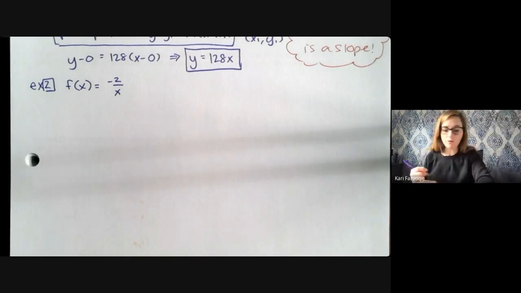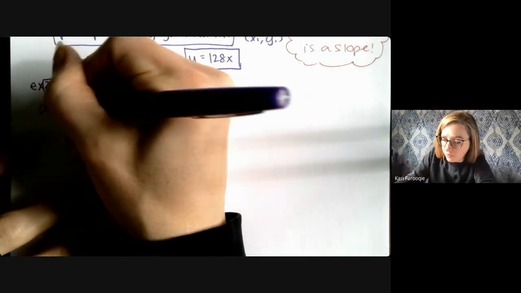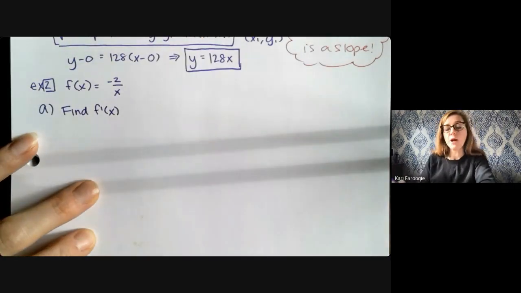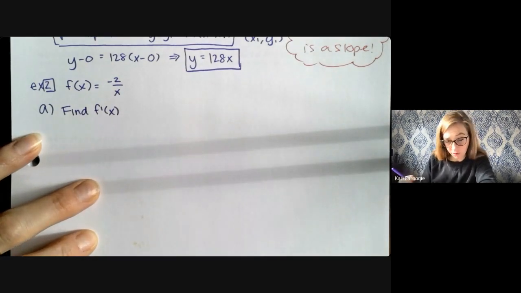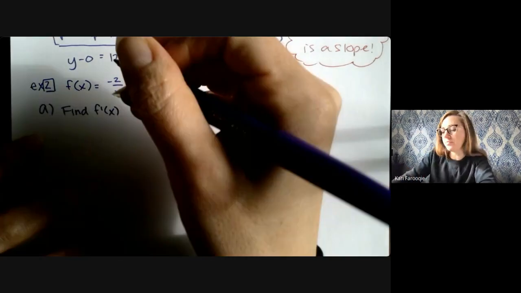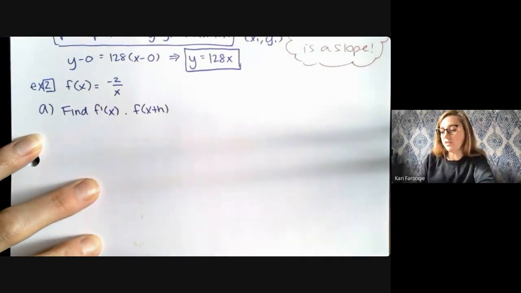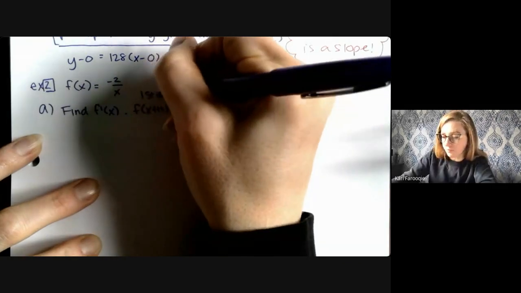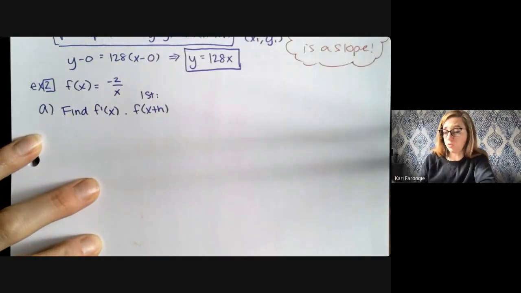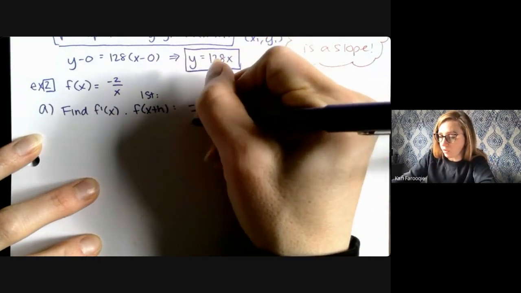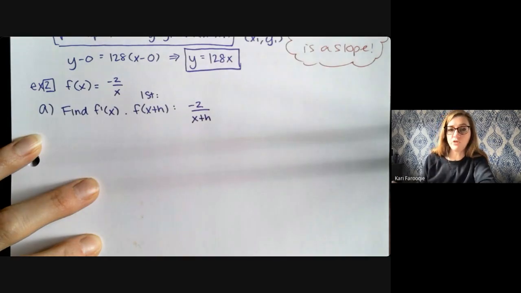So let's go ahead. First, find f prime of x for part A. For f prime of x, I'm looking for the limit as h approaches 0 of the difference quotient. So I'm going to first find f of x plus h. Now, in this case, f of x plus h is not too crazy. F of x plus h is going to be -2 over x plus h. So we don't have to square it. We don't have to do anything super crazy.